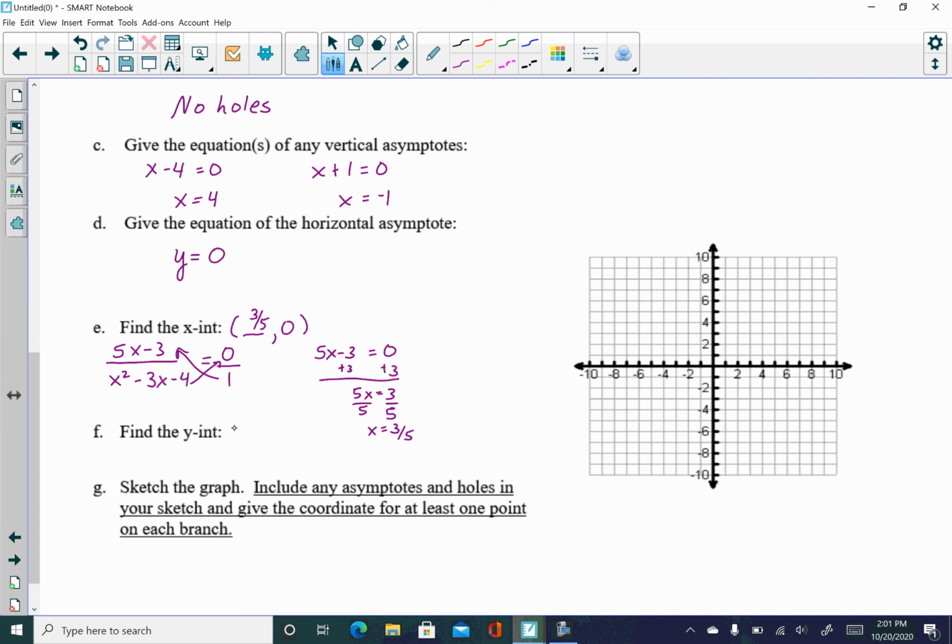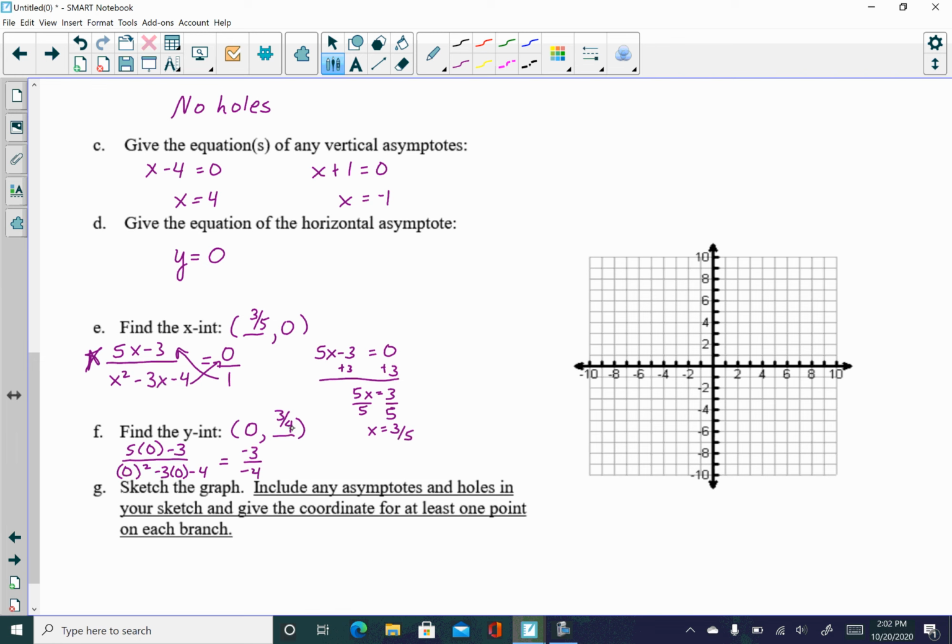Now to find your y-intercept, we've done this quite a bit. This is where you let x equal 0 and you solve for y. So going back to the equation, everywhere you see an x, you plug in 0. On the bottom, 0 squared minus 3 times 0 minus 4. Up top, that just leaves you with negative 3. On the bottom, that leaves you with negative 4. A negative over a negative gives you a positive 3/4.